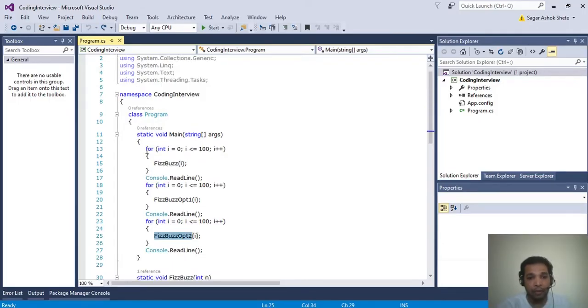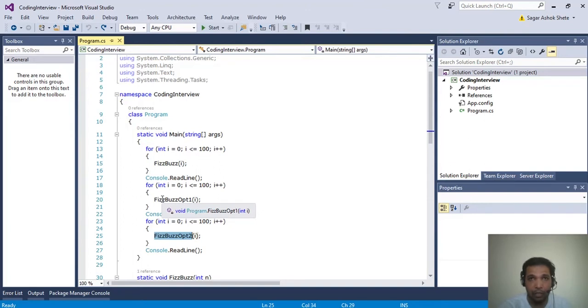Okay, so this is the main function in which I have looped it thrice, each from 0 to 100. In the first loop I am calling the normal function with the if else statement. The second function is again from 0 to 100, but it is calling an optimized version.